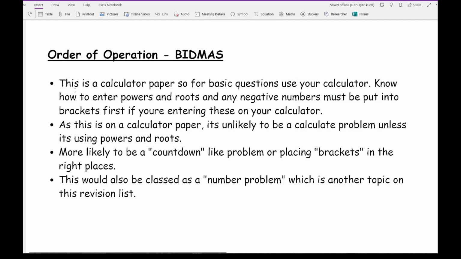Now again, as this is a calculator paper, it's unlikely that you'll be given a calculate problem unless it's using powers and roots. And as I've shown you, if it is going to be using powers and roots, they're more likely going to be beyond squares and cubes, and your base number is going to be relatively large as well. If I was to guess what type of question it could be on a calculator paper, I would say it's more likely to be a countdown type of problem where you're given, let's say, 4 numbers and you need to use those 4 numbers to make another number using the operators of add, subtract, multiply and divide. Or it's a case of placing brackets in the right places.